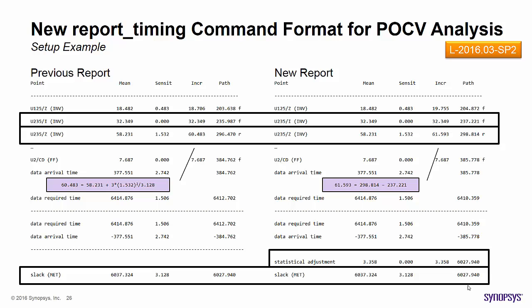Here is the default and new report_timing -variation comparison. First of all, mean and sensitivity are the same. Also, slacks are the same after statistical adjustment. You can see different incremental and path delay here.